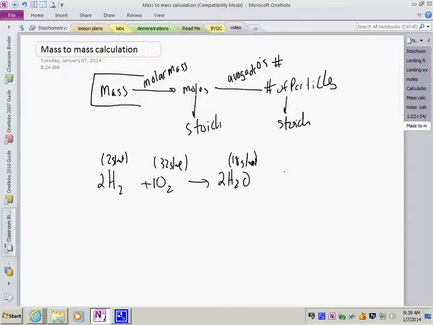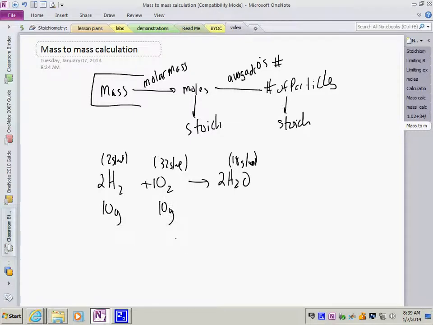If you're making $50 per hour, how much money did you make? How long did you work? That's the same type of relationship. So in this case, let's say we have, let's go with 10 grams of each.